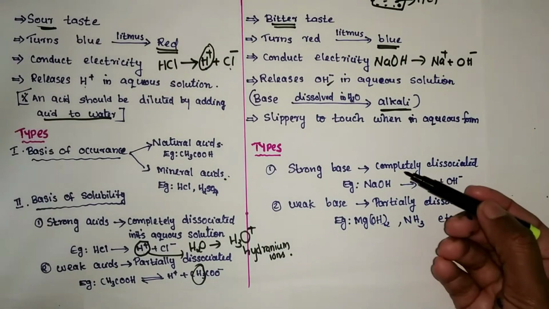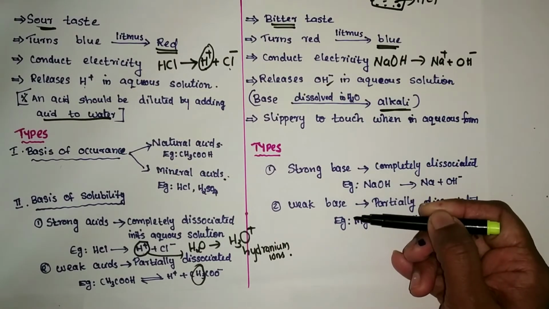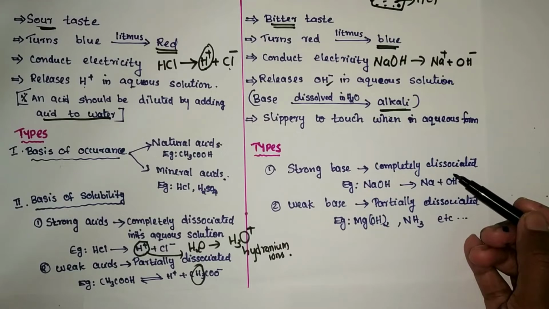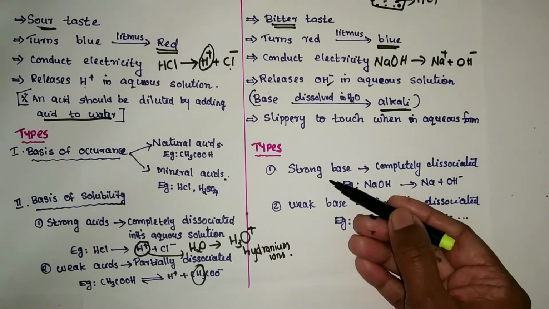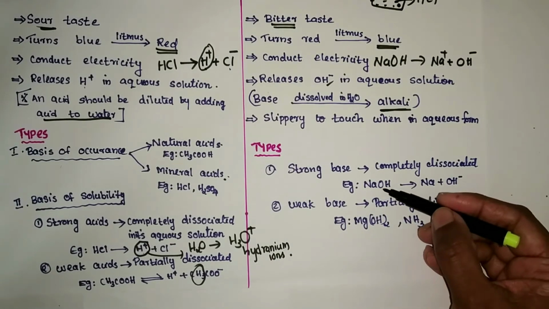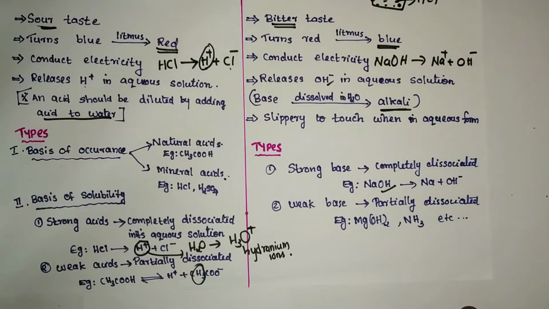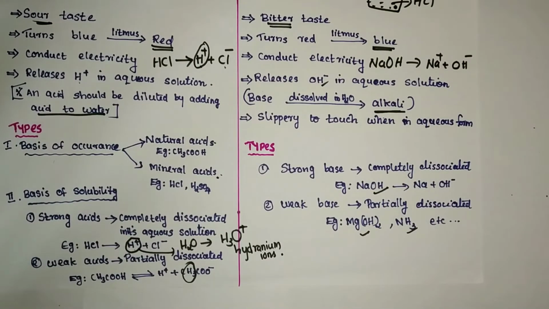While dividing bases, you can also divide them into two: strong base and weak base. If the base is completely dissociated in aqueous solution, we call it a strong base. If partially dissociated, it is a weak base. For example, sodium hydroxide is a strong base; magnesium hydroxide and ammonium hydroxide are known as weak bases.